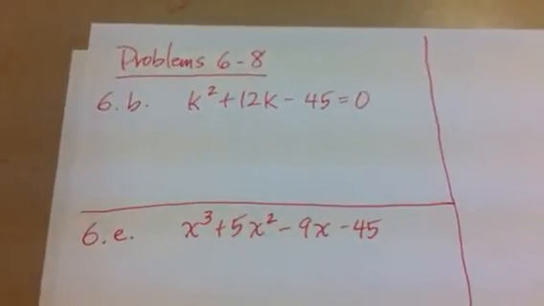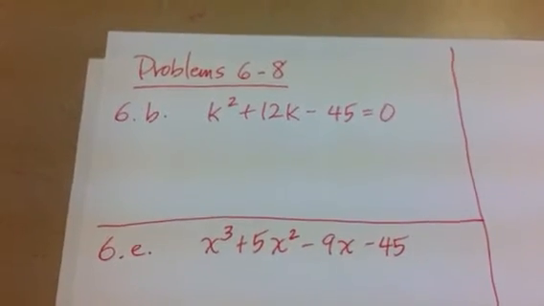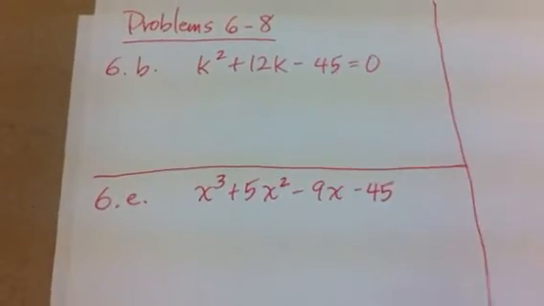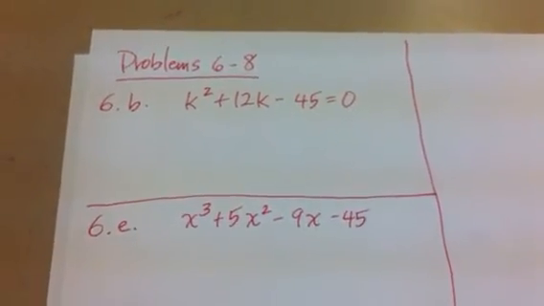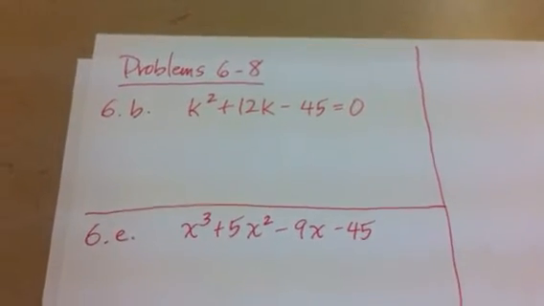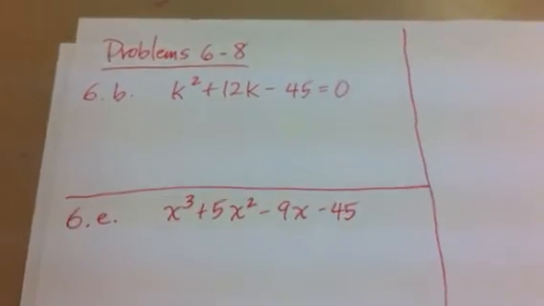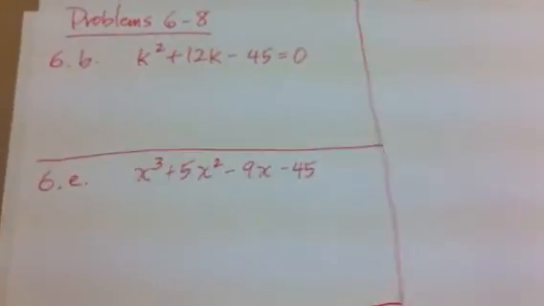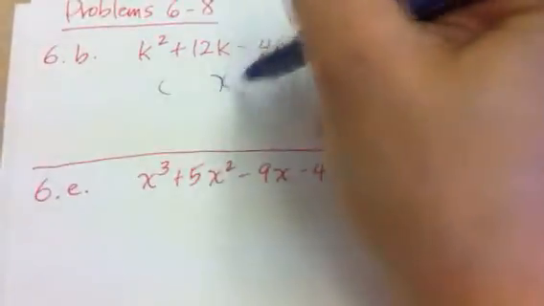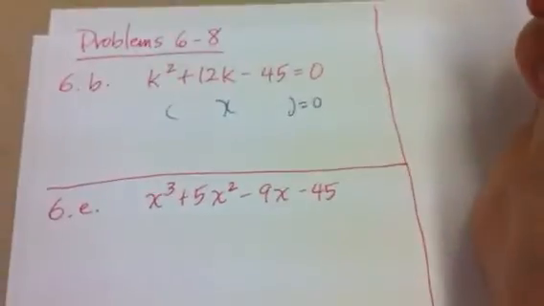Okay, next 6 through 8. This will be 6b, and then 6e is a different kind of factoring. So 6b, you're solving for k because there's an equals. That means you can actually get a value for k. All you need to do is factor on the left. This is a trinomial, which means I'm going to have two sets of parentheses.